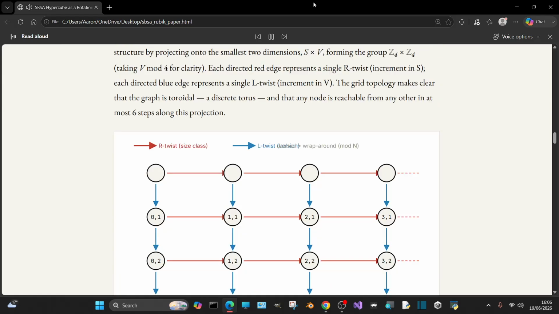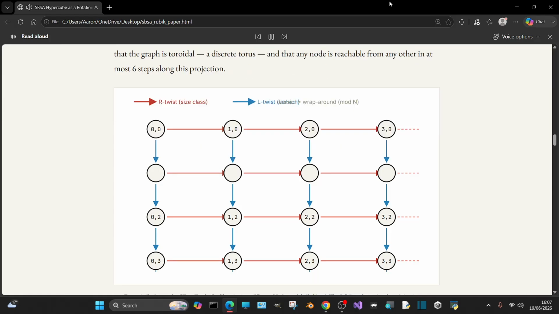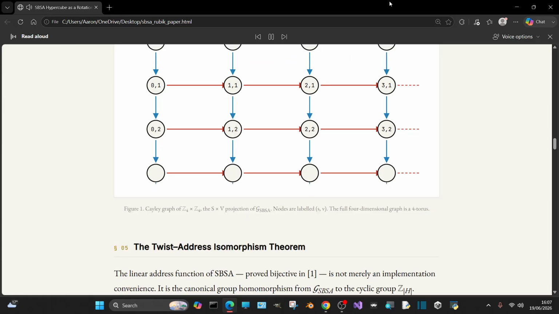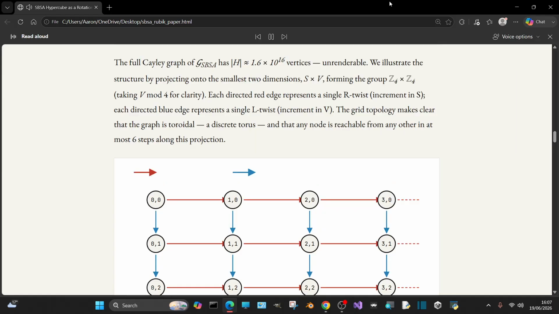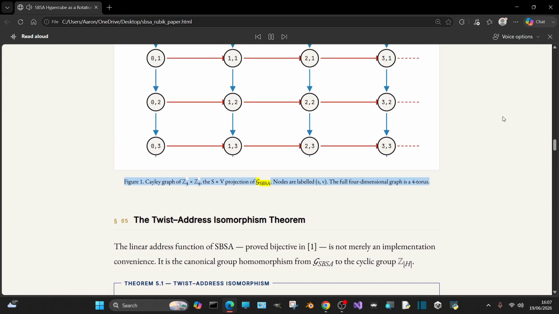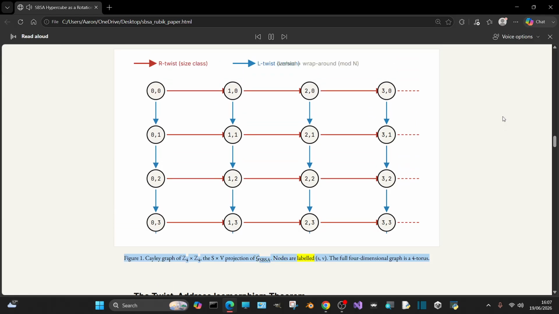Projection: (0,0), (1,0), (2,0), (3,0), (0,1), (1,1), (2,1), (3,1), (0,2), (1,2), (2,2), (3,2), (0,3), (1,3), (2,3), (3,3). R twist, size class, L twist aversion, dashed equals wraparound mod n. Figure 1. Cayley graph of 4 × 4, the S × V projection of SBSA. Nodes are labeled (S, V). The full 4-dimensional graph is a 4-torus.